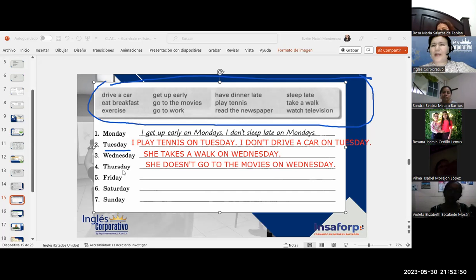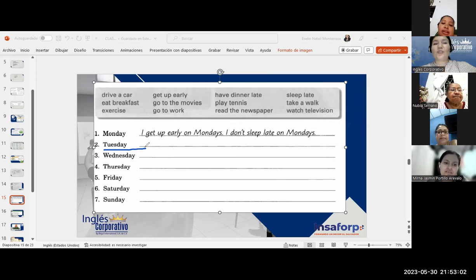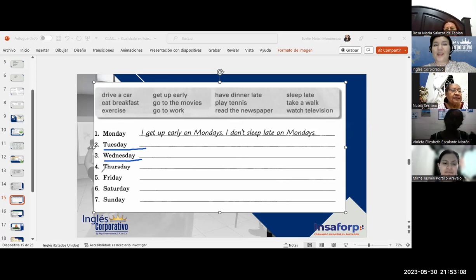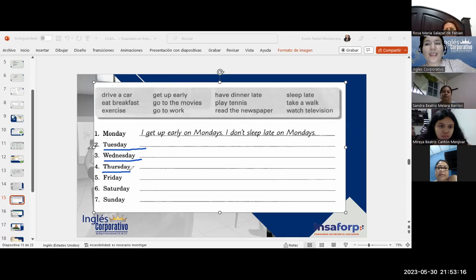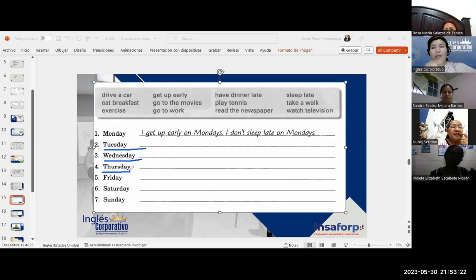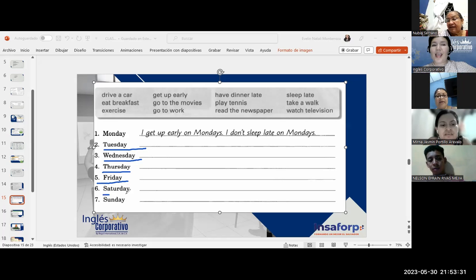Important, people, let's practice the pronunciation of the days of the week. Monday. Tuesday. Wednesday. Thursday. No se vayan a morder la lengua, pero pónganla entre sus dientes. You say Thursday.